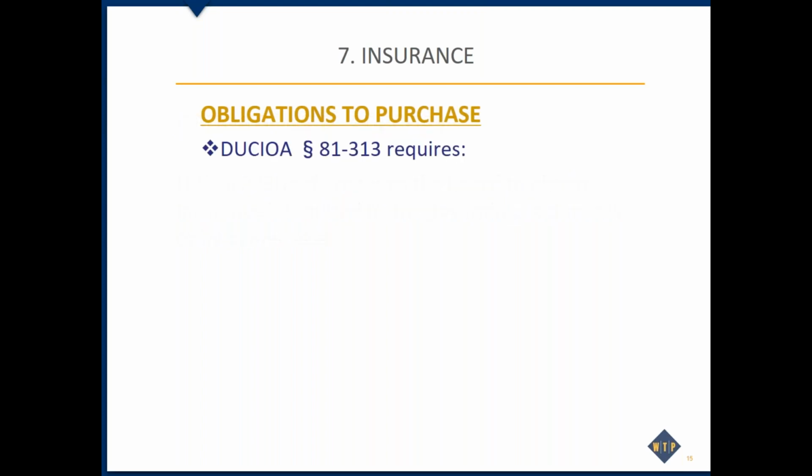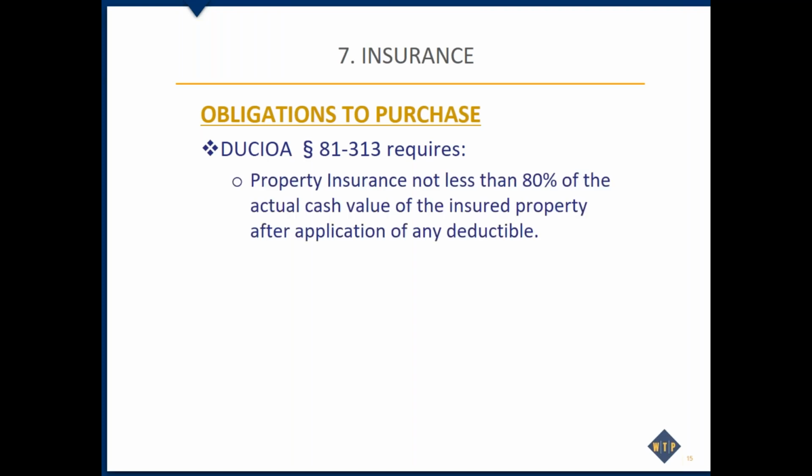So Iowa is a bit more specific. In section 313, it requires property insurance of not less than 80% of the actual cash value of the insured property. So this is not a bare walls policy. So if you are born today as a condominium, the Iowa statute is requiring you to get this exact type of policy, which is the actual cash value. So just keep that one in mind.